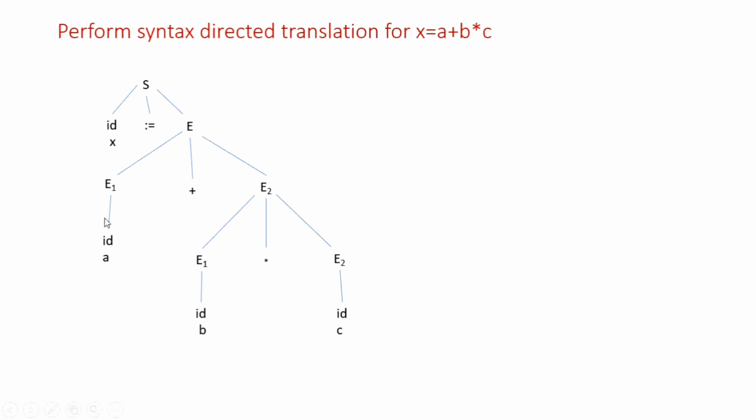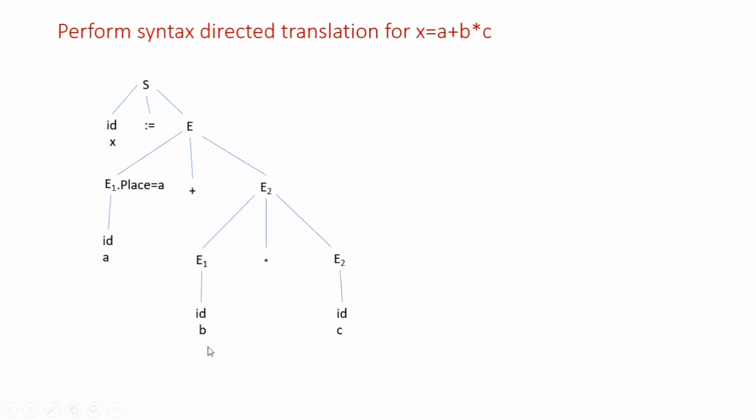Now we will come to this portion, E1 tends to id a. When we take this portion, obviously it is equivalent to the production called E tends to id, which is given there. So what is this E1? E1 dot place is equal to A, because ID is actually holding a value called A. So this ID represents A. So E1 dot place is equal to A.